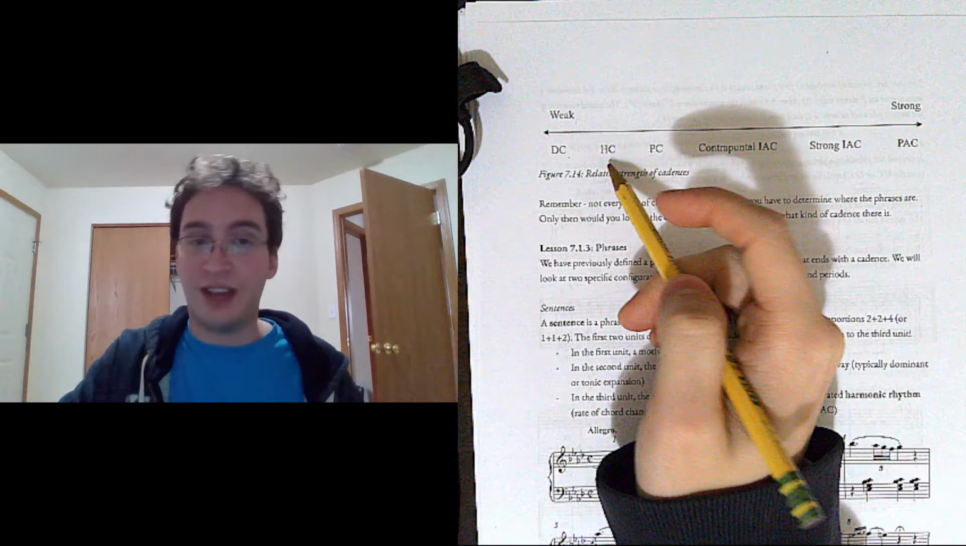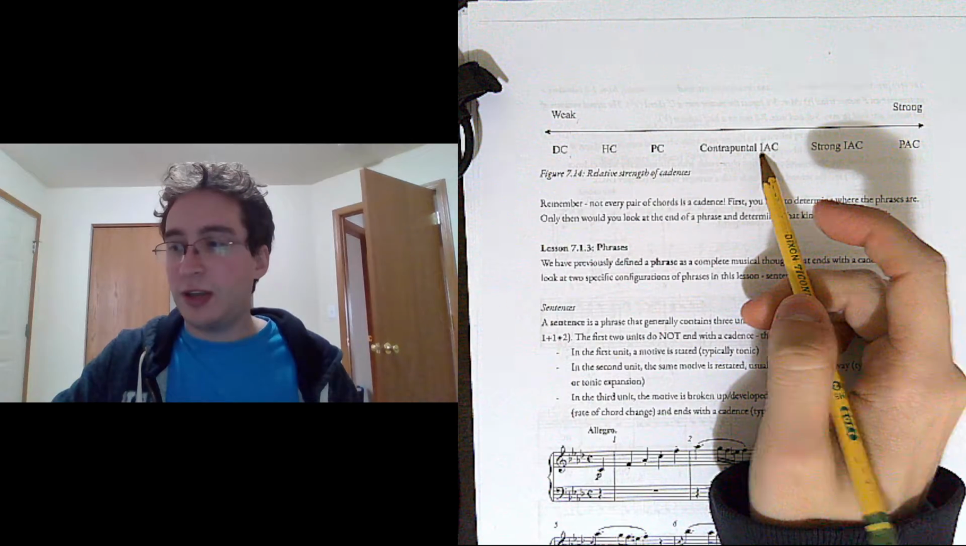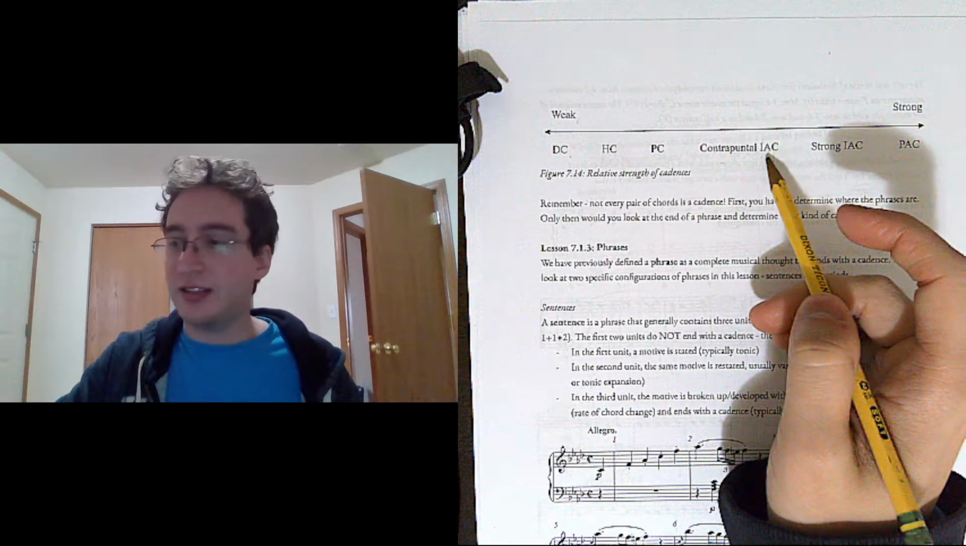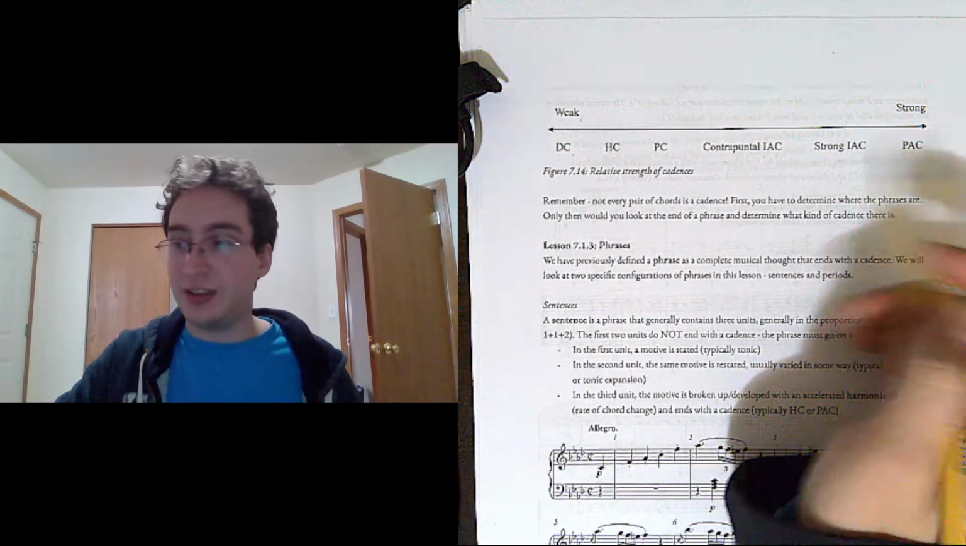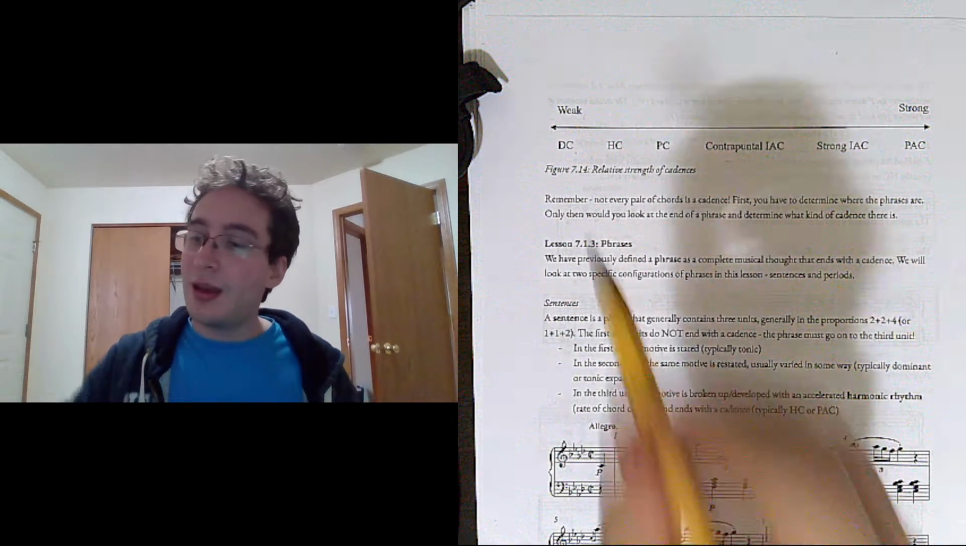Then a half cadence does actually end a phrase. Plagal cadence actually ends on 1. Contrapuntal, imperfect authentic cadence, goes 5-1 in some way. Strong, well, now they're in bass, and now they're in root position. Now perfect, now the melody ends on 1 and moves by step.